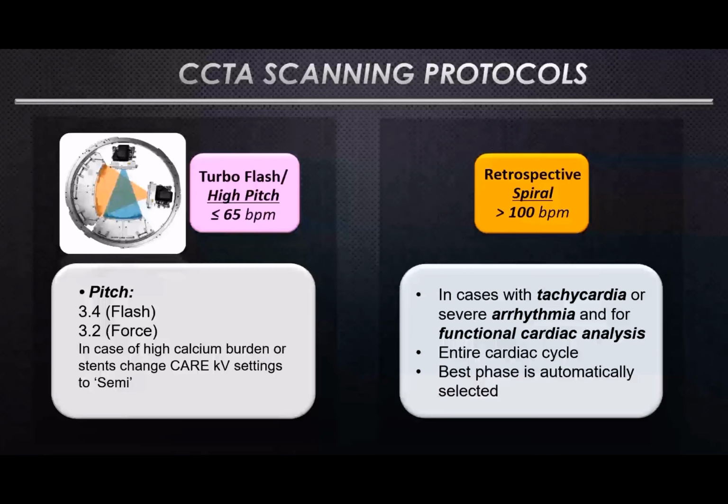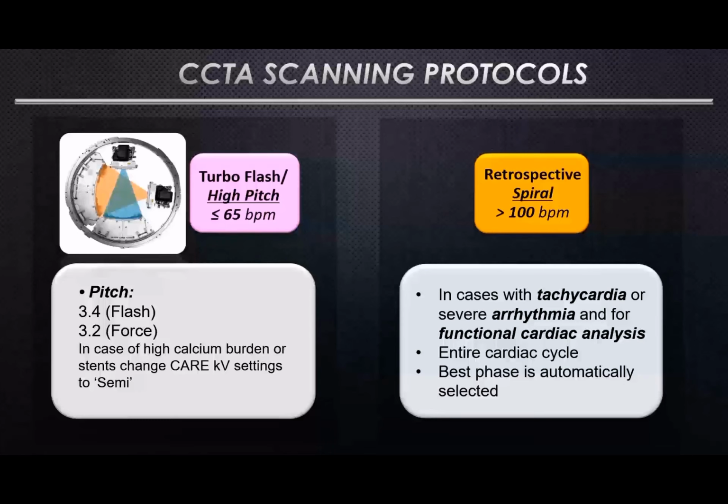For very challenging cases like tachycardia or severe arrhythmia, we have also the potential to not ECG trigger but scan the entire heart cycle and retrospectively then detect the cardiac phase with the least motion, however at the cost of very increased radiation dose. So we only use this in very rare patients. You can imagine above 100 beats per minute, that is not very frequently found, but in those cases we want to be on the safe side.